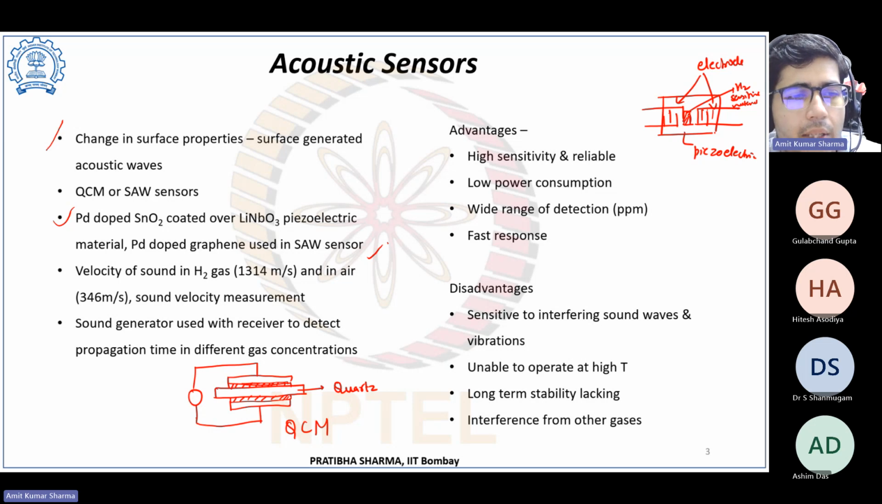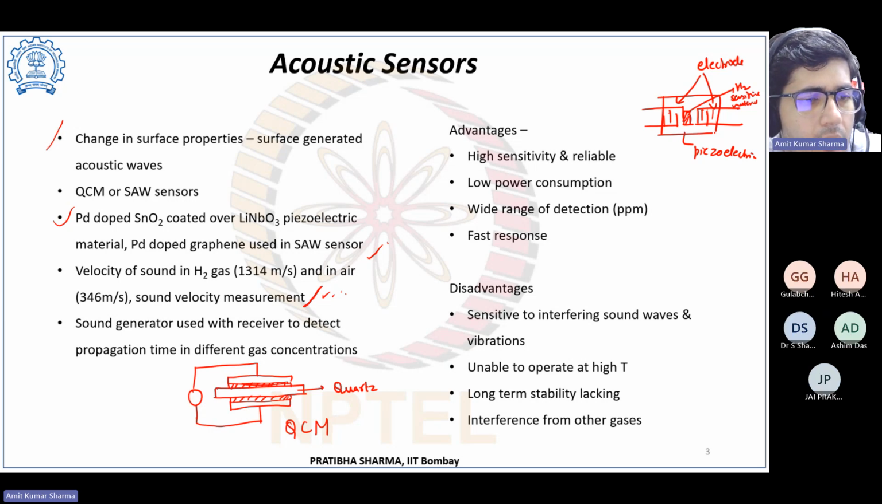The velocity of sound in hydrogen gas is 1314 meter per second, and in air it is 346 meter per second. So the sound velocity measurement can be used to detect hydrogen gas due to this huge difference. Then a sound generator is used with a receiver to detect the propagation time at different gas concentrations.